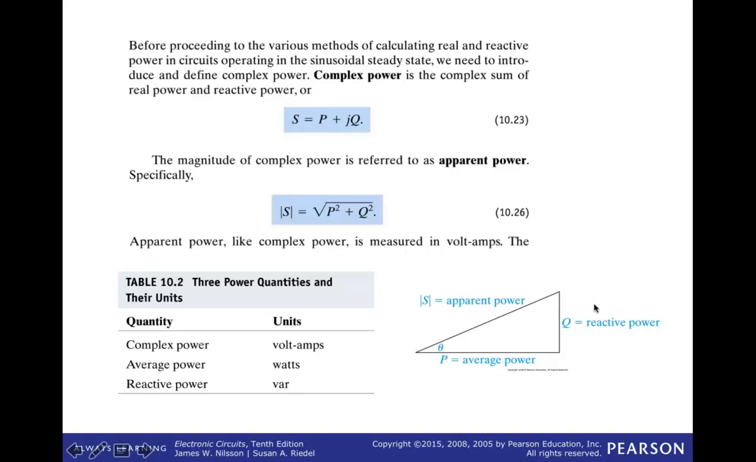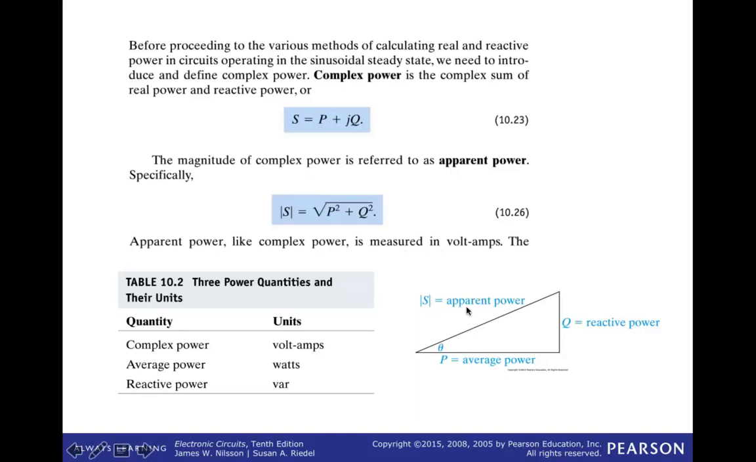Sometimes the apparent power, reactive power, and average power are illustrated as what's referred to as the power triangle. That's illustrated here, where theta is actually theta V minus theta I, the phase angle. So you can get an idea for the relative magnitudes of P, Q, and S if you have an idea of what the phase angle difference is, theta, or theta V minus theta I.